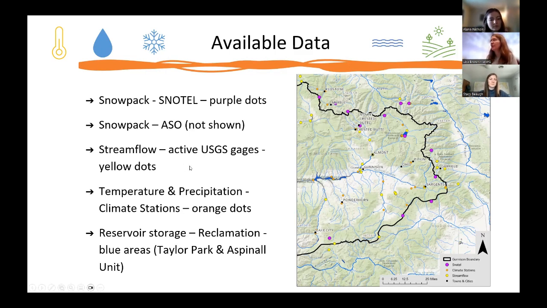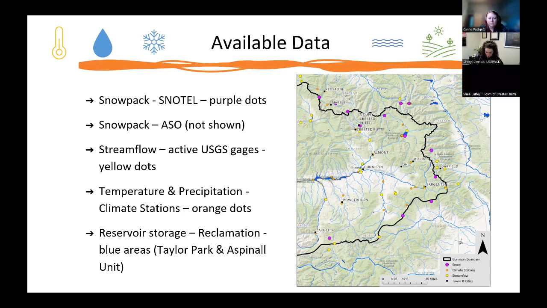We've got our stream flow gauges. So I've got our active USGS gauges in the yellow dots, and then climate stations, so temperature and precipitation, where we're measuring those at points. Those are the orange dots. And then Sonia has talked about having some of that gap radar getting installed. So hopefully we'll have some aerial coverage for some of the precipitation measurements as well. And then the last piece is reservoir storage. So we've got Taylor Park at the top of the basin, and then the Aspinall units, Blue Mesa Reservoir, towards the bottom of the Upper Gunnison.